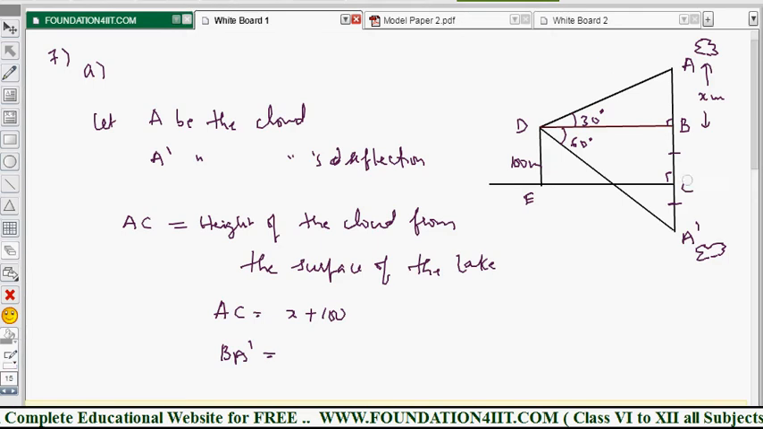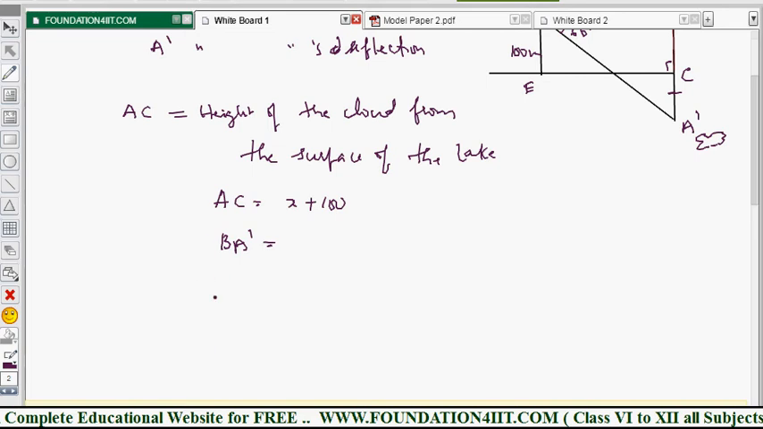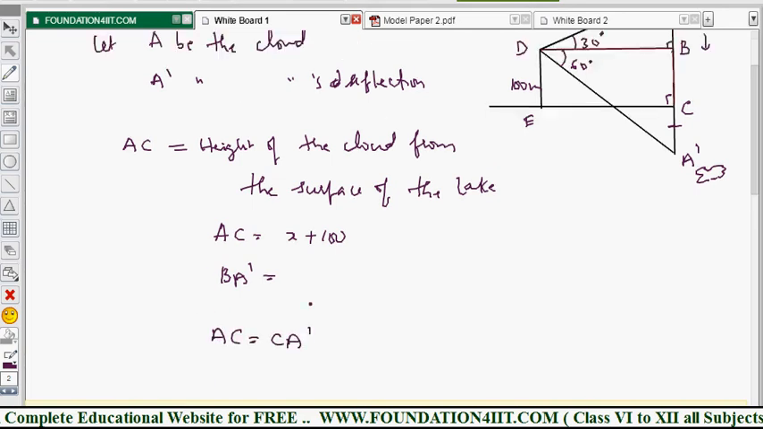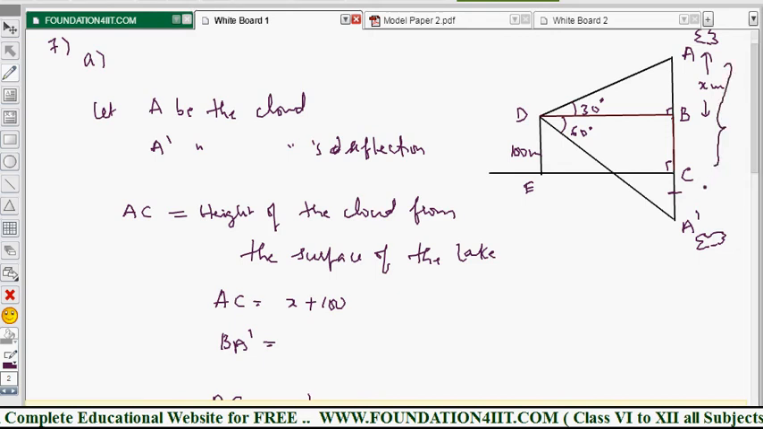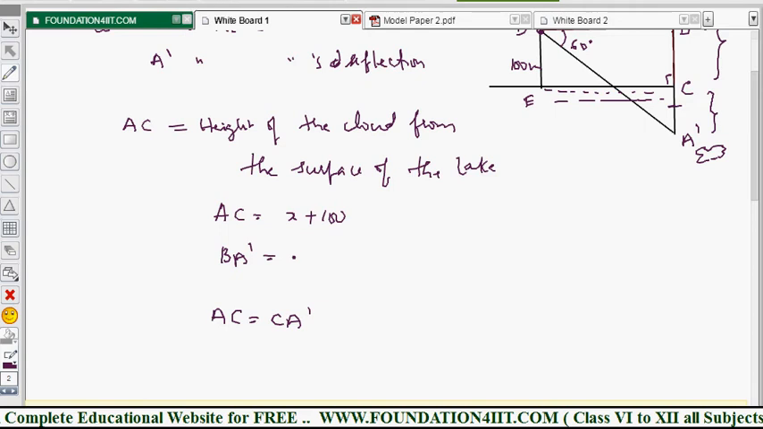Straight line as it is. From here to here, AC is equal to CA dash. This AC value and its reflection must be the same height. This is the lake point, this is the water, and EC is the lake point from 100 meters above. So AC is equal to CA dash. Then you can write this BA dash value as x plus 200, because x plus 100 plus 100. So x plus 200 meters. Let this be the given data.